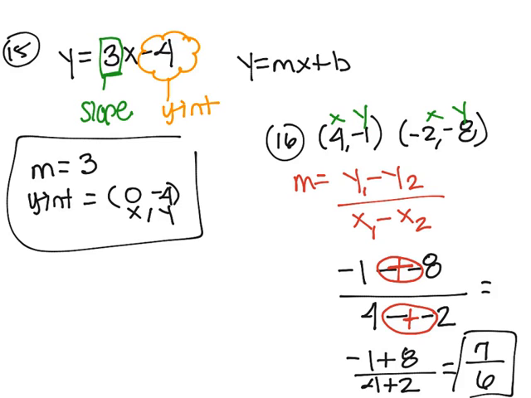Watch for stuff like that, okay? Make sure you know, okay, does it have a negative, does it have a positive? Because both answers might be sitting there. Does everybody see that on the slope formula? Okay.